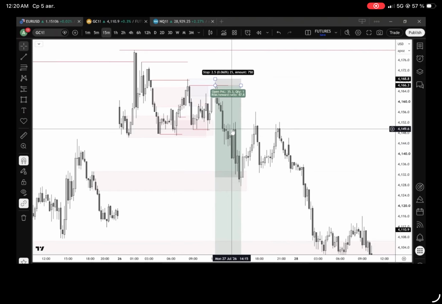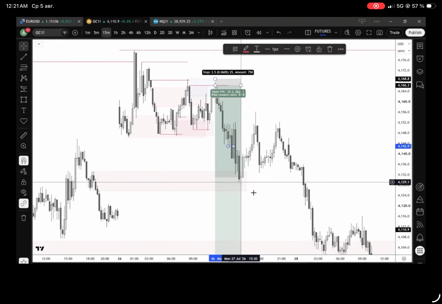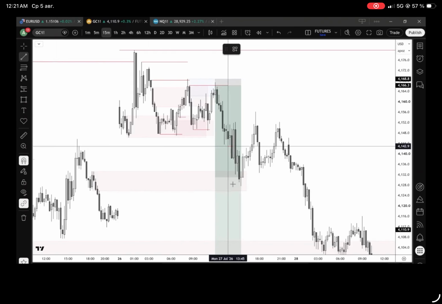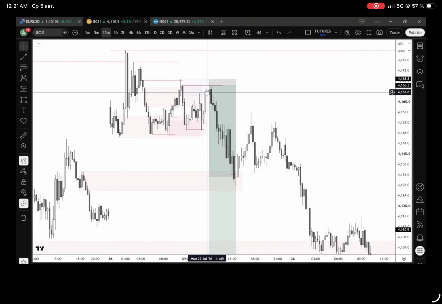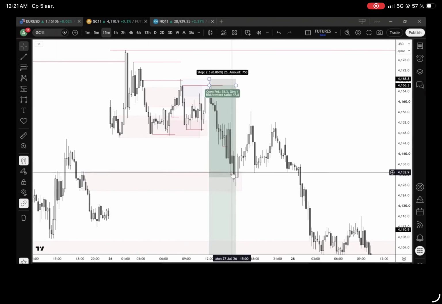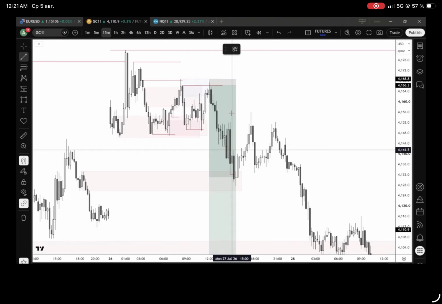Notice how we're inducing sellers. We come and we trapped them. So we had a break of structure here to the downside. We break structure to the downside, just inducing more sellers. Sellers start to see these bearish candles. They tap into this area, and then we have that bullish move up, inducing buyers.